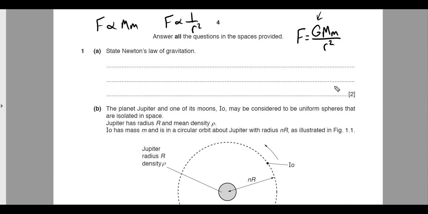So you kind of want to put that in your own words. The force of gravity is directly proportional to the product of the masses and inversely proportional to the separation distance squared. That's Newton's law of gravitation.